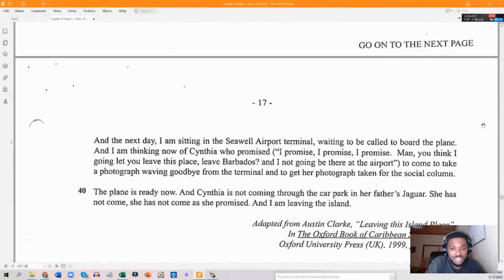And the next day, I am sitting in the Sewell Airport terminal, waiting to be called to board the plane. And I am thinking now of Cynthia, who promised. I promise. Man, you think I'm going to let you leave this place, leave Barbados, and I'm not going to be there at the airport to come to take a photograph waving goodbye from the terminal and to get her photograph taken for the social column. The plane is ready now, and Cynthia is not coming through the car park in her father's Jaguar. She has not come as promised, and I am leaving the island.